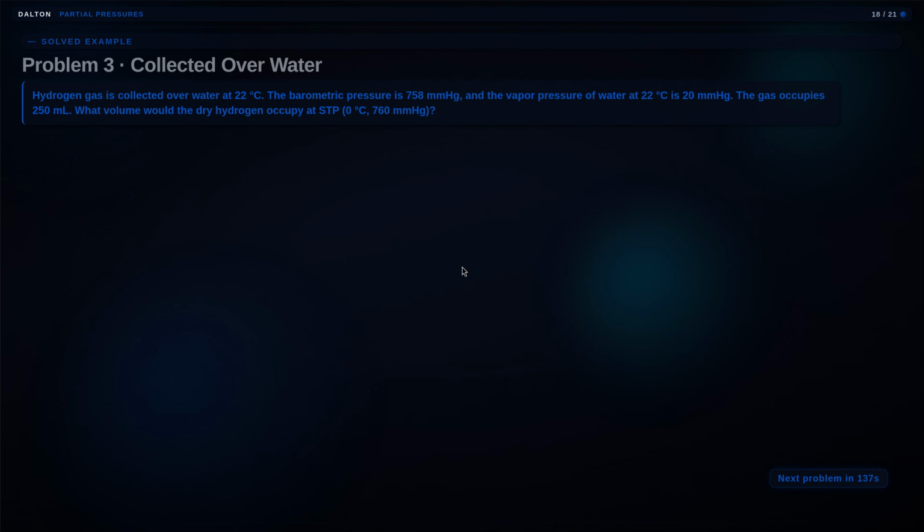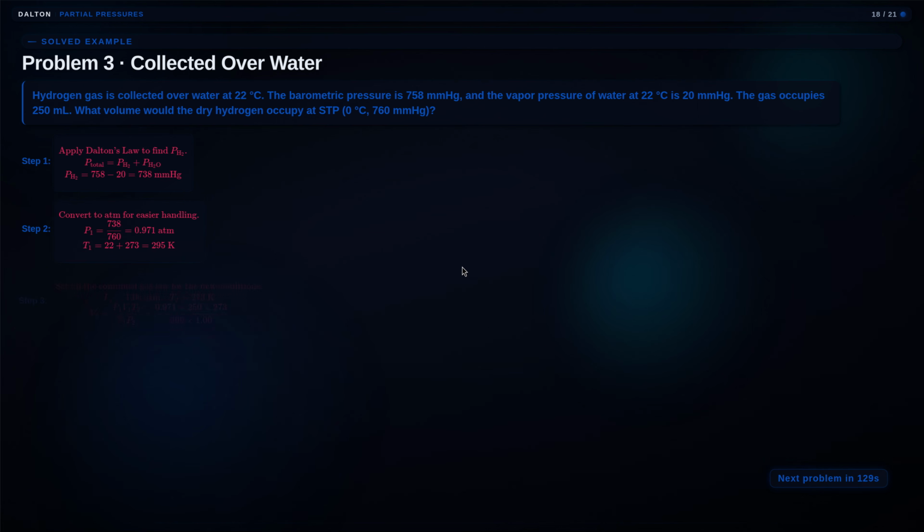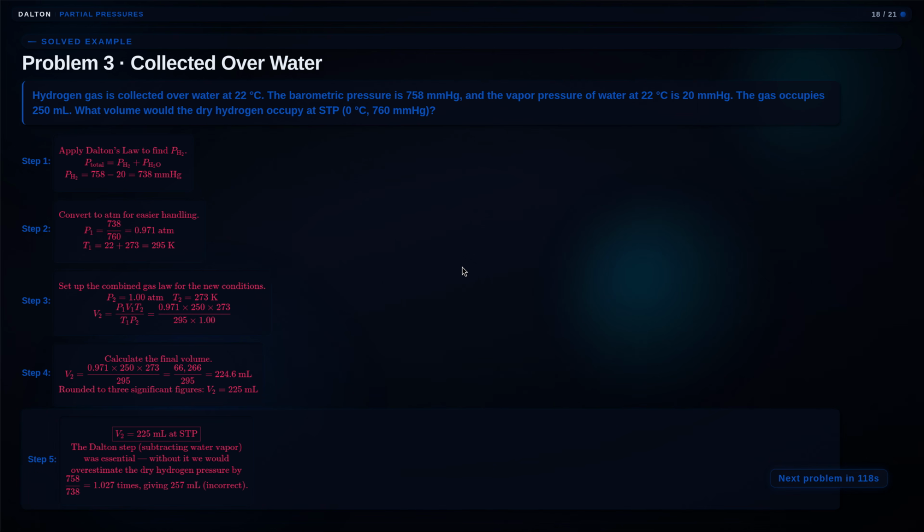Problem 3. Hydrogen gas is collected over water at 22 degrees Celsius. The barometric pressure is 758 millimeters of mercury, and the vapor pressure of water at 22 degrees Celsius is 20 millimeters of mercury. The gas occupies 250 milliliters. What volume would the dry hydrogen occupy at STP, which is 0 degrees Celsius and 760 millimeters of mercury?